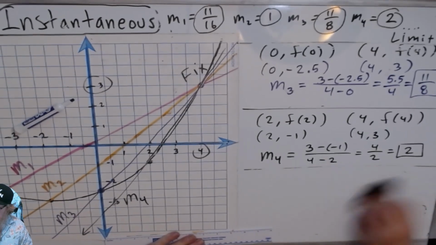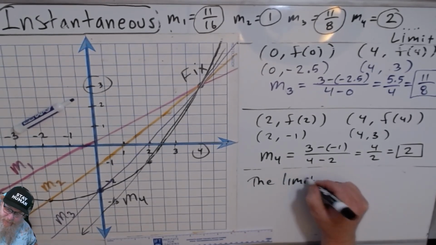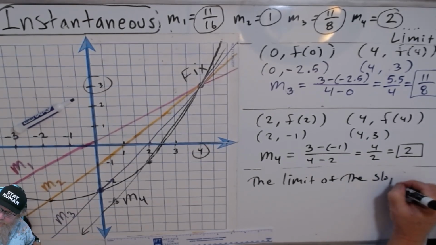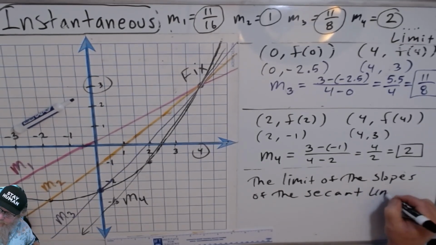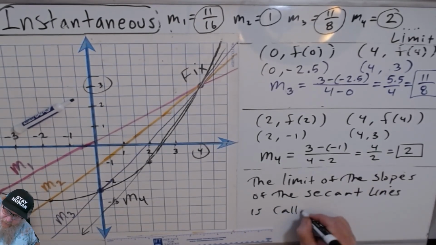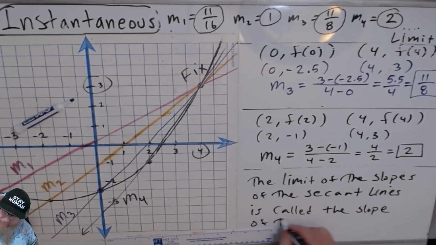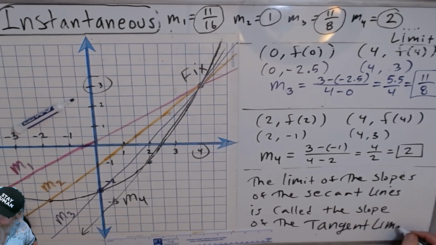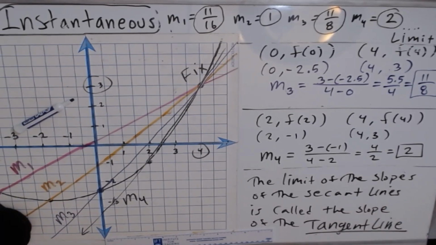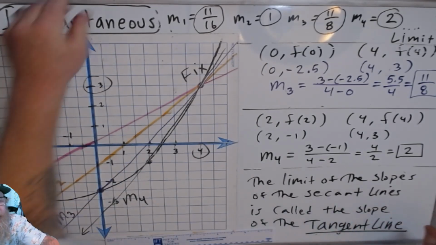So this limit of the slopes of the secant lines is called the slope of the tangent line. And it's not too difficult to see it on here.